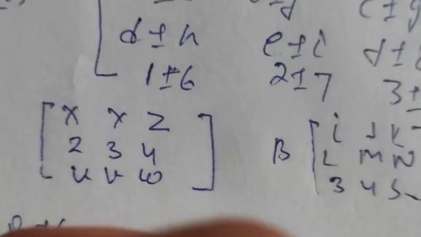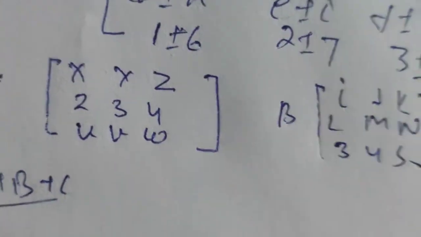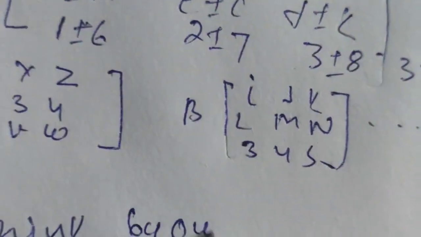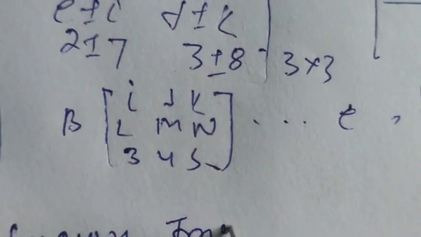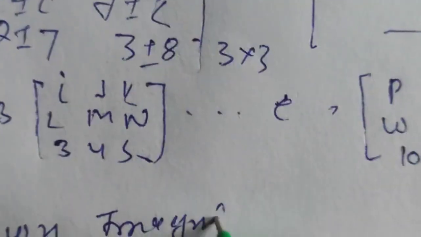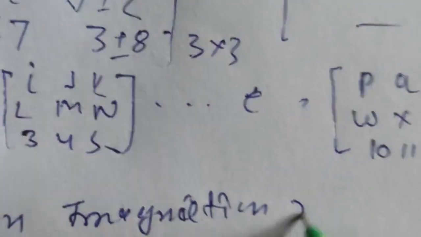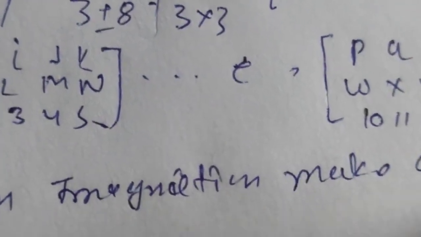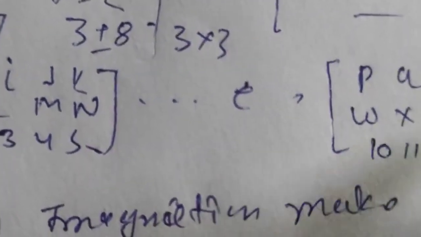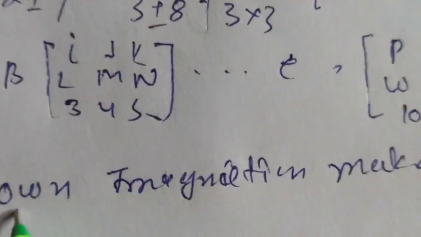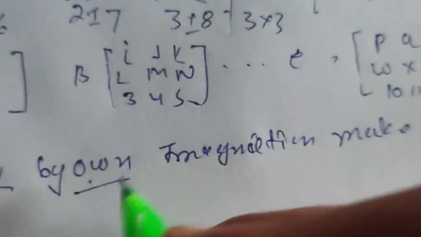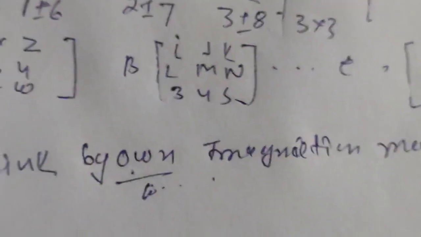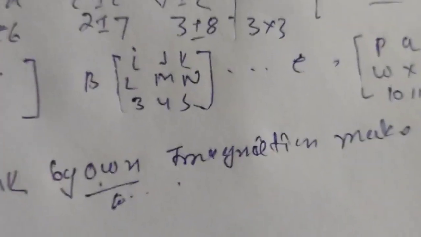This is example question number 1, and question number 2 is: think by your own imagination and make a question. If you answer this correctly, write down the question in your comment section, and let me check whether you did it wrong or right.